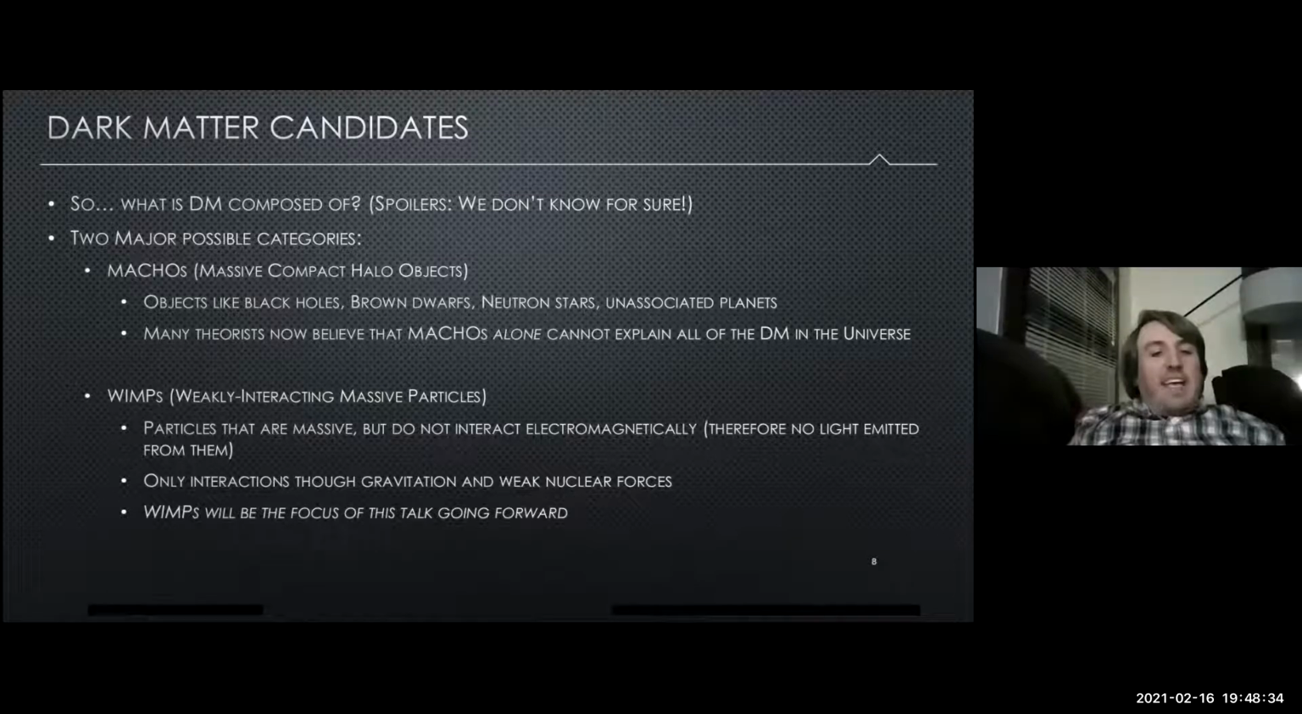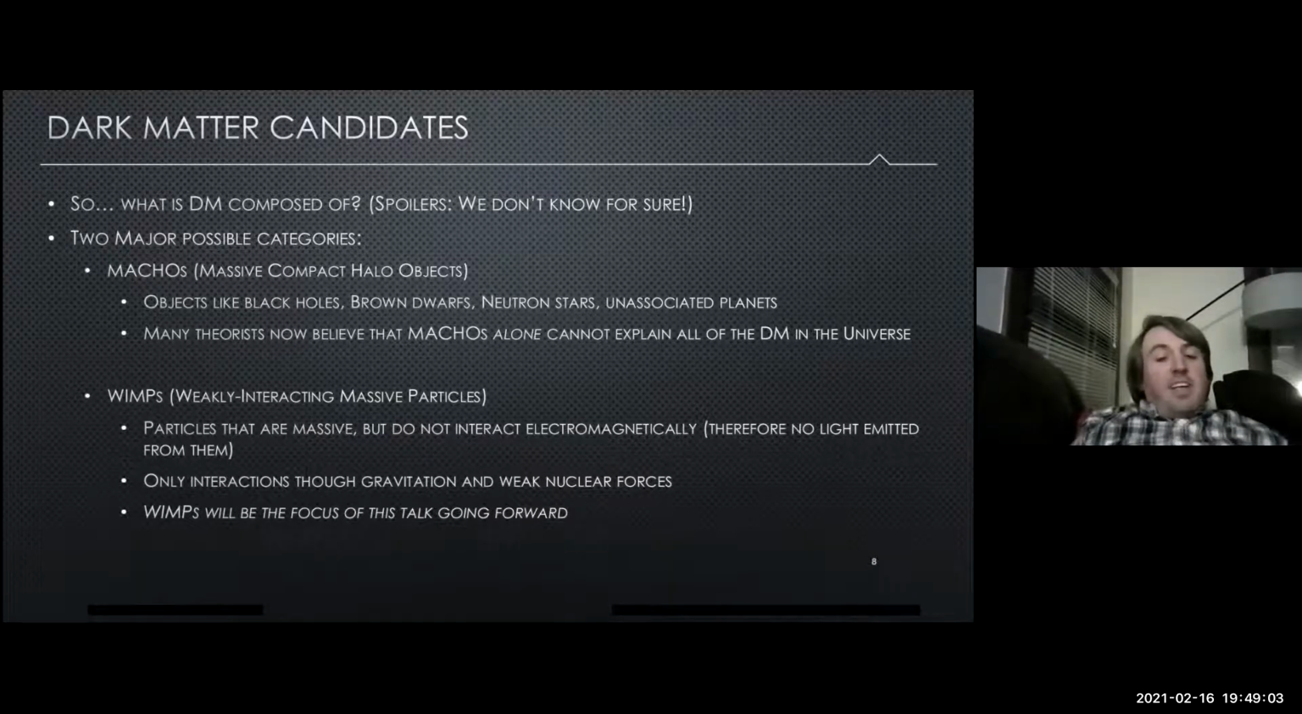Many theorists nowadays think that MACHOs make up a percentage of dark matter, but not by themselves. MACHOs alone cannot fully explain all the dark matter that's out there. So the other major category is WIMPs, which stands for, and is the title of my talk, weakly interacting massive particles. So these are particles that are massive but don't interact electromagnetically. Therefore, we don't see any light from them. So the only interactions that we can see is through gravity. So we're talking about particles that are affected by gravity, but not by anything else except possibly weak nuclear forces. So I'm not going to talk about MACHOs much from here on. I'm mostly going to be focusing on WIMPs.